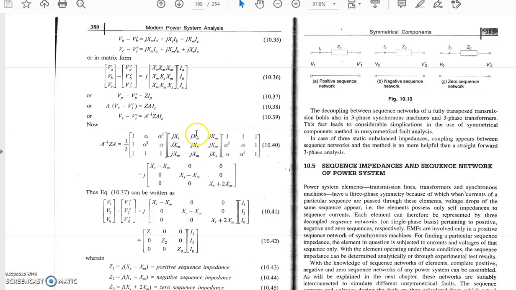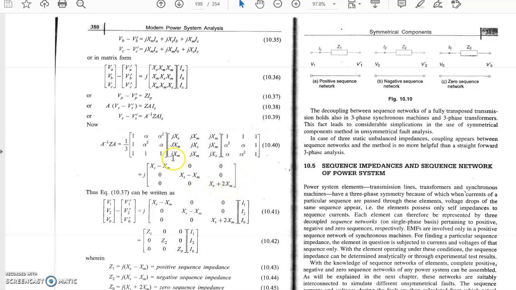The value of Z here, and the value of the A matrix, which is also taken from the previous lecture. So this is A inverse into Z into A. If we multiply all three matrices, the value which comes out will become j[xs minus xm, 0, 0; 0, xs minus xm, 0; 0, 0, xs plus 2xm].